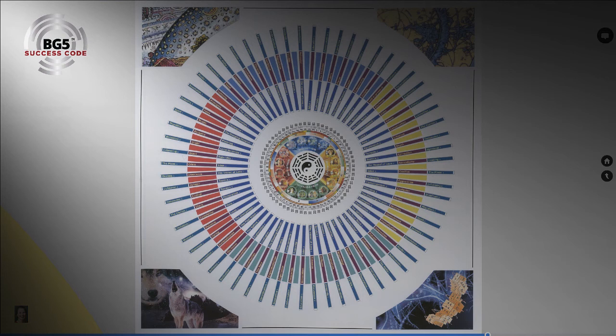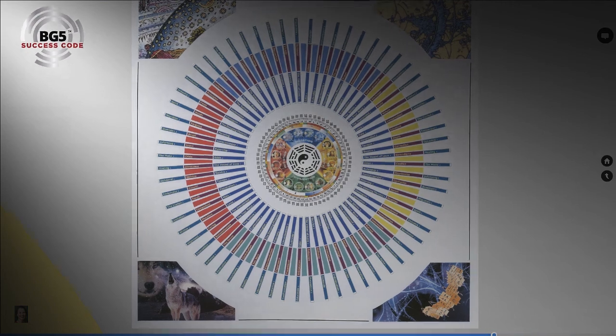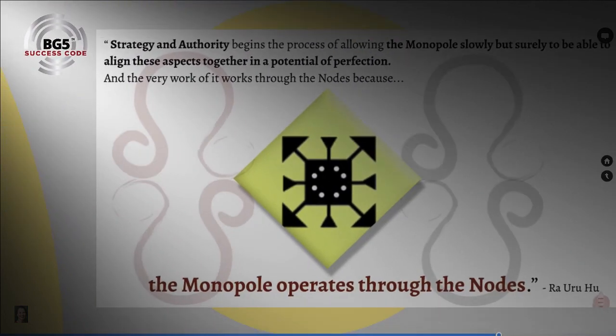And that's why I'm only allowing people who have already finished the Radical Transformations to move forward. We're also going to work with the nodes, because the monopole, what's holding your body and your mind together, operates through the nodes. And always we have to come back to strategy and authority, which begins the process of allowing your monopole to slowly but surely align these aspects together in a potential of perfection. We call them link nodes.